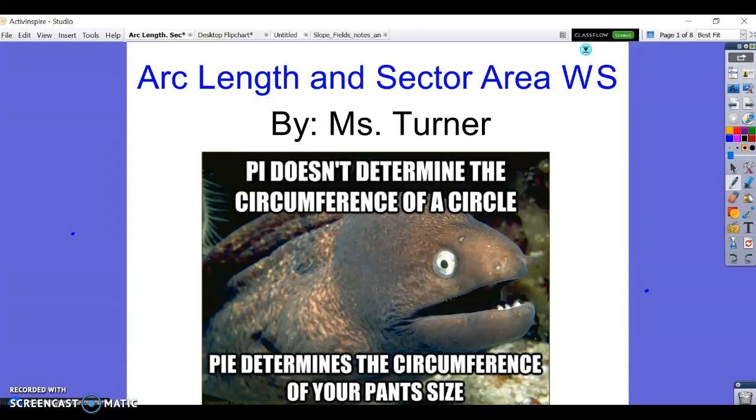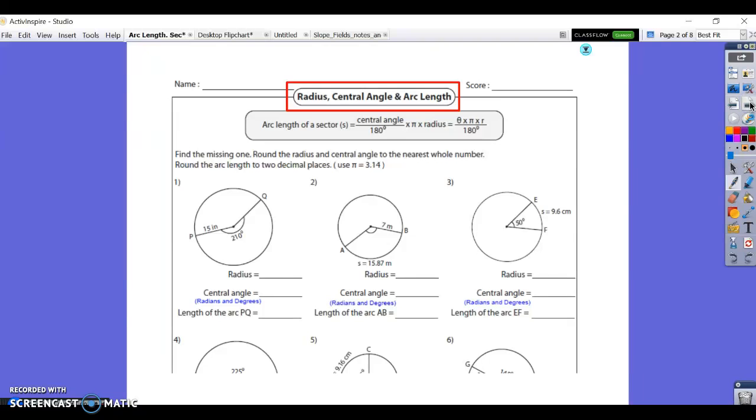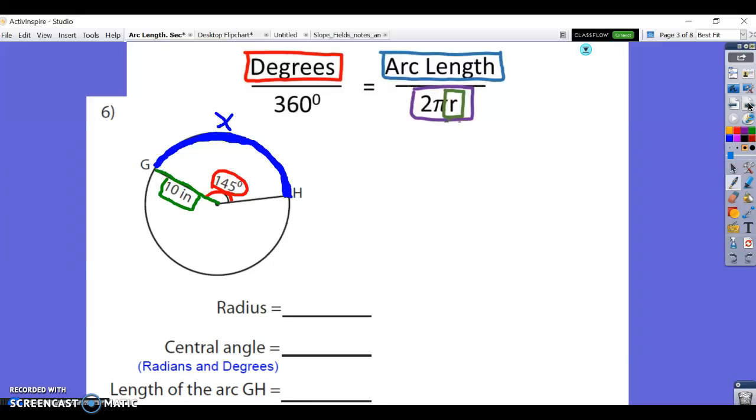Okay guys, so today we're going to be doing a little bit more with arc length and sector area. Make sure that you have the worksheet you picked up when you came in front of you. I know there's two sides, so to make it easy, we're starting on this side, the one that says radius, central angle, and arc length. You can go ahead and mark out the formulas they give you though. It's not that the formulas don't work, we just taught you a different way, so it's best to stick with what we know. Now, we're going to be doing number 6 on this side.